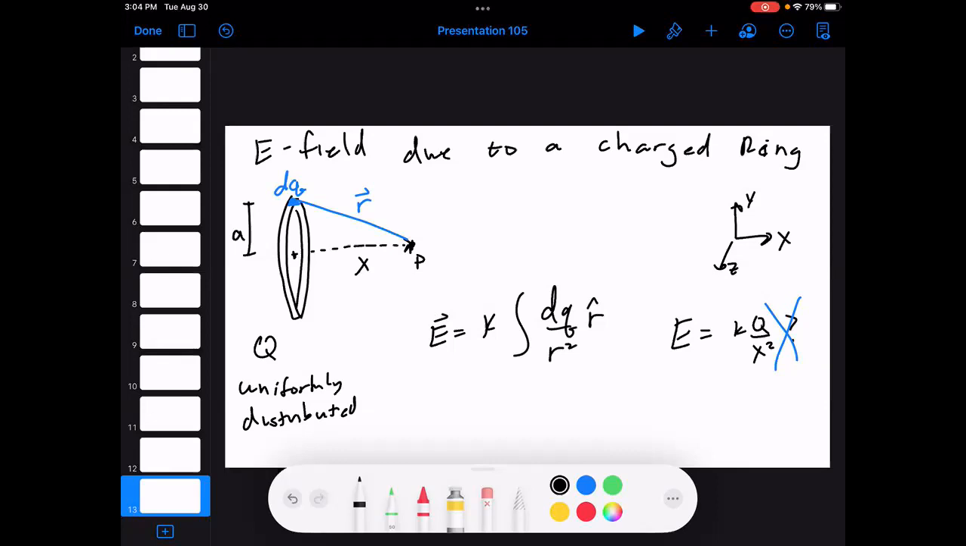Sorry, would that equation work instead of using x squared? Would you use the magnitude of r? That's a good question. If you just said KQ over R squared, what that would mean is that you had all the charge right there. What that wouldn't do is account for the canceling out of the Y and the Z directions.